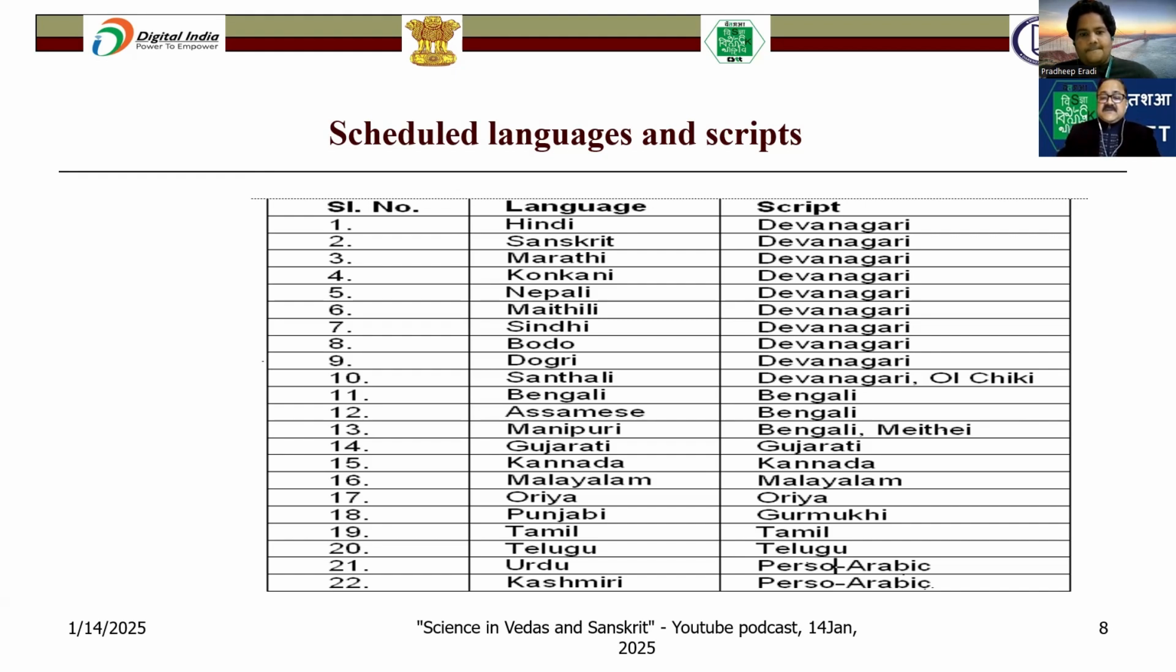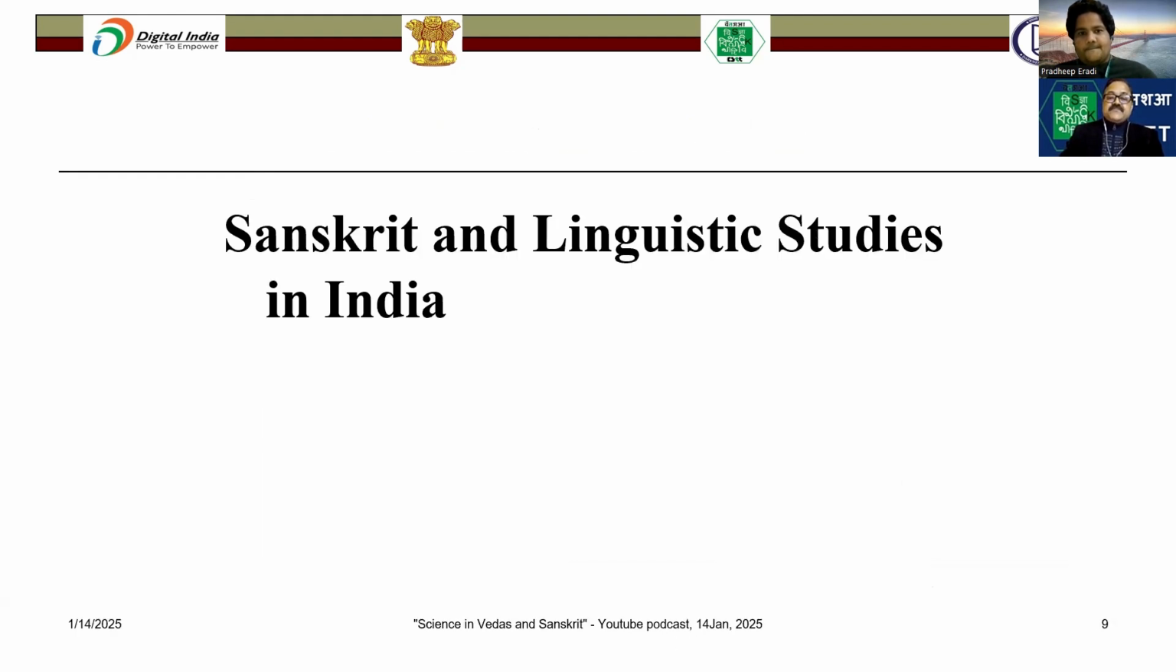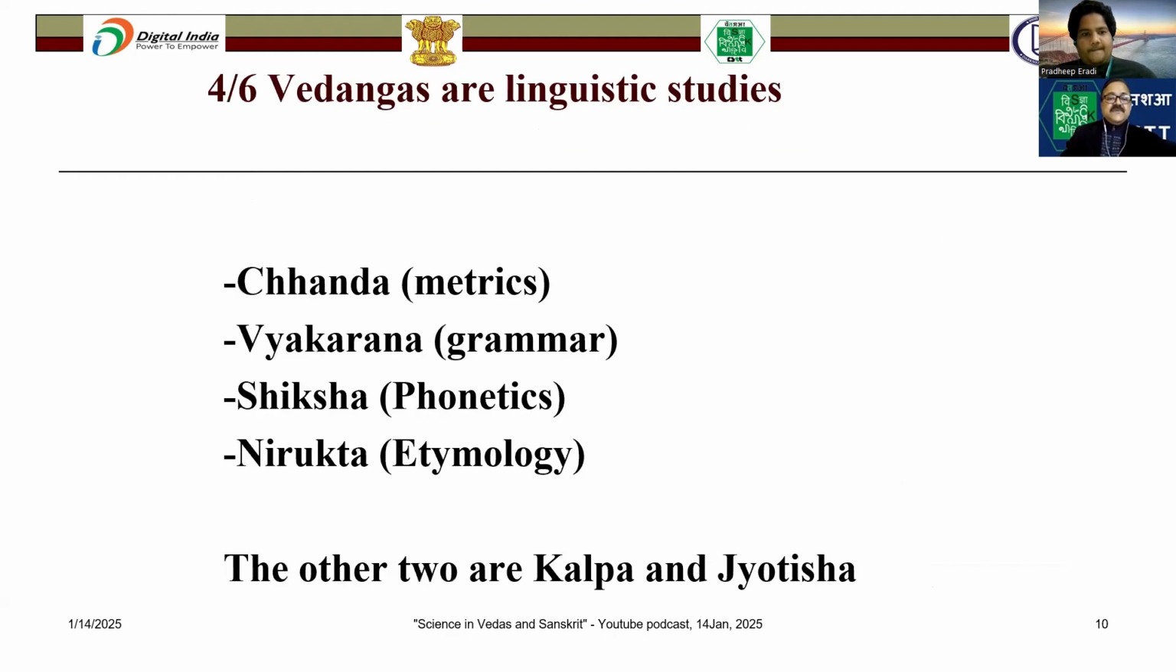Perso-Arabic is one script which is not Indian in the sense that it is not a phonetic script. It has come from outside. So Perso-Arabic and Roman are alphabetic scripts. They are not based on sounds. So it's a cognitive load on Indians when they learn these scripts. Other Indian scripts are Brahmi based. They are sound and letter, almost one-to-one mapping, which is easier for an Indian mind to quickly learn those scripts. So Sanskrit studies, Sanskrit linguistic studies in India, if you go, we start with 6 Vedangas.